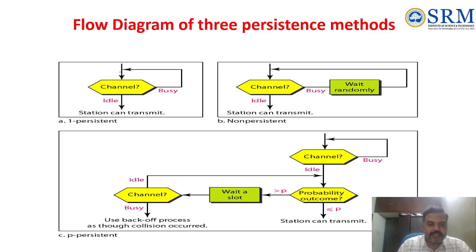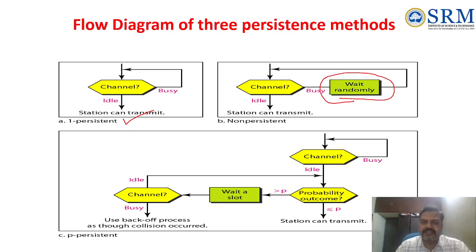In one persistent, when the station is listening to the channel and the channel is busy, continuously we are sensing the channel. If the channel is found to be idle, the station can transmit. One persistent is very simple. In non-persistent, when the station finds the channel busy, it waits for a random amount of time. But here in one persistent, continuous sensing, continuous listening is there.